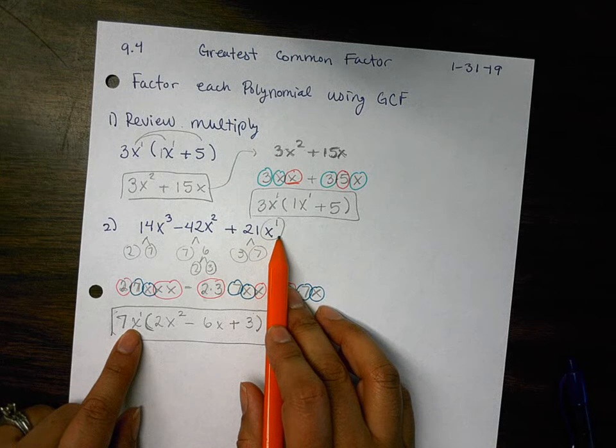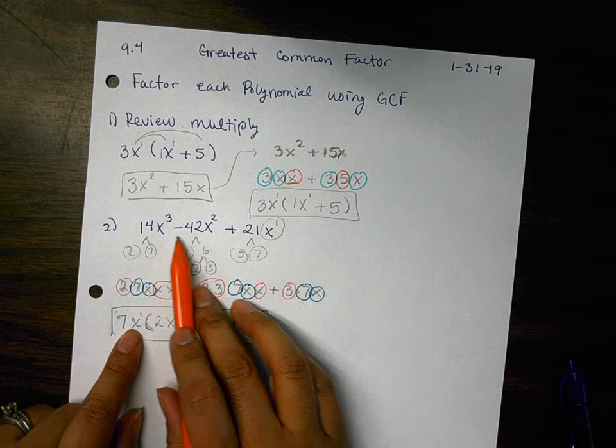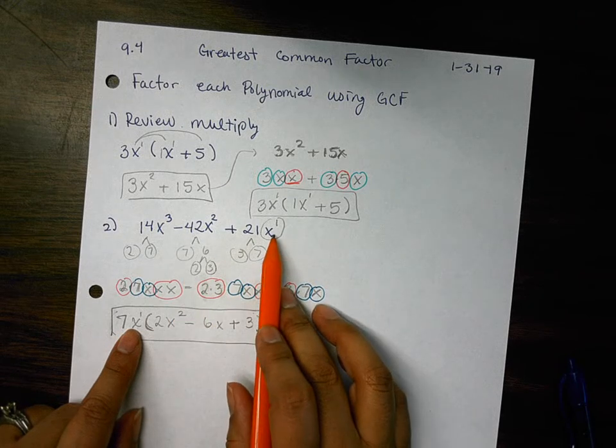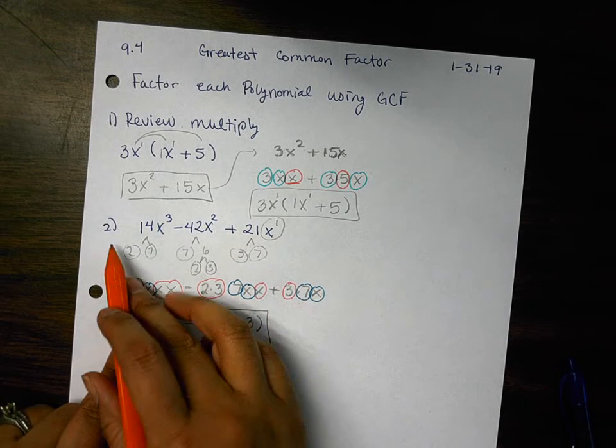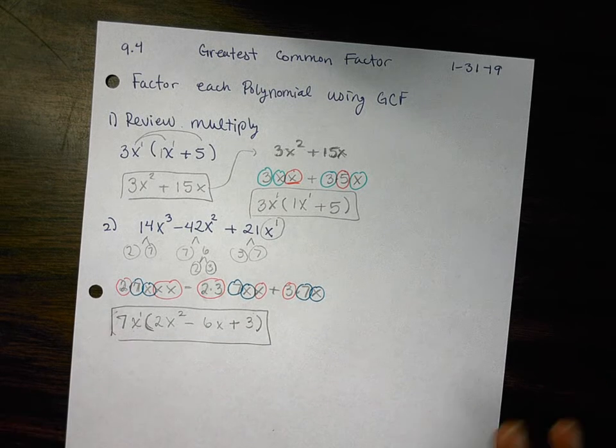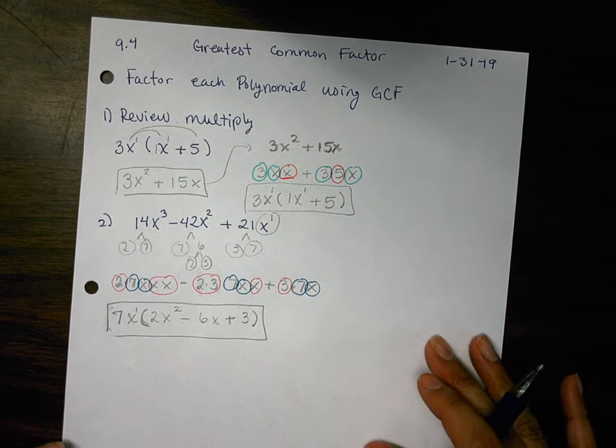Does that make sense? So no matter what it was, it's always going to be the smallest exponent. It may not even have a variable. We'll see somewhere it doesn't. Okay, let's try another one.